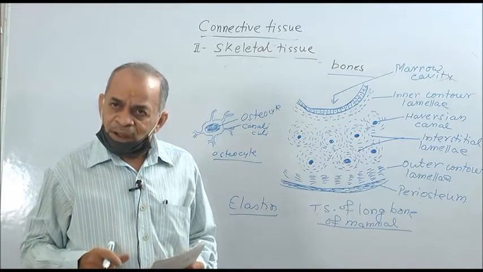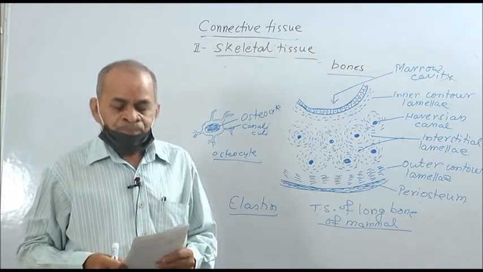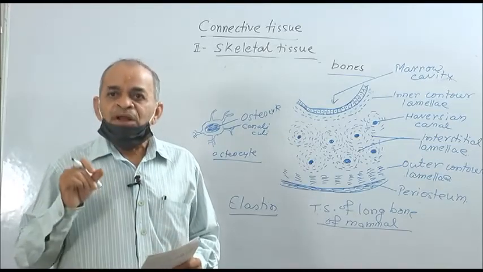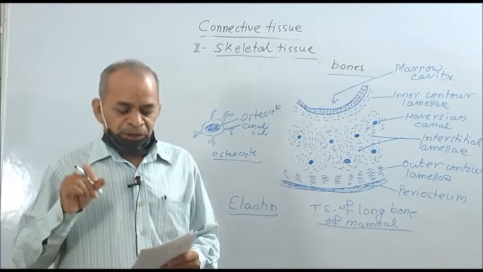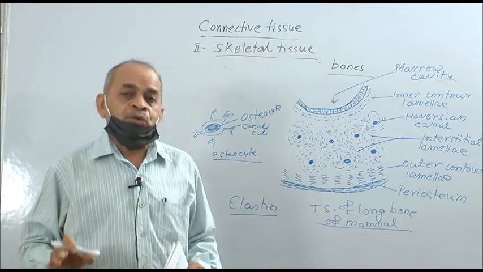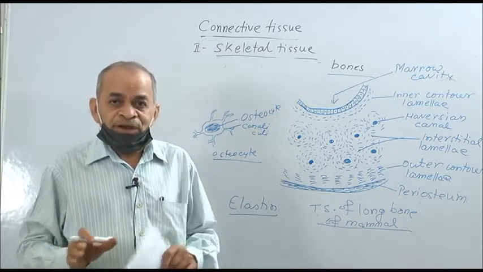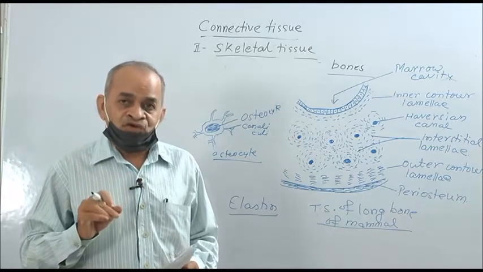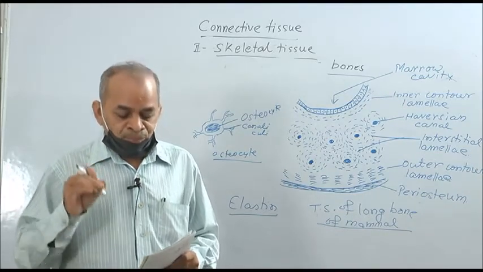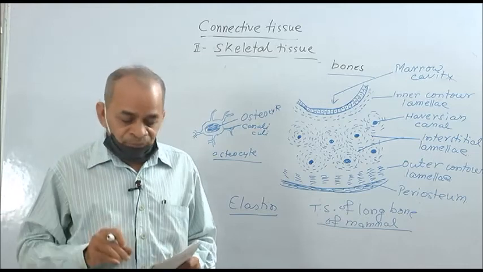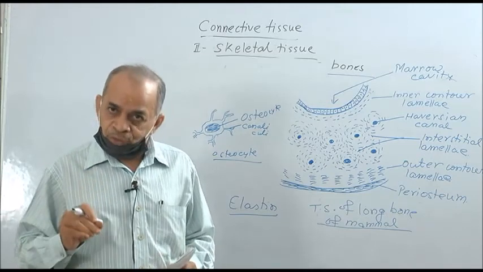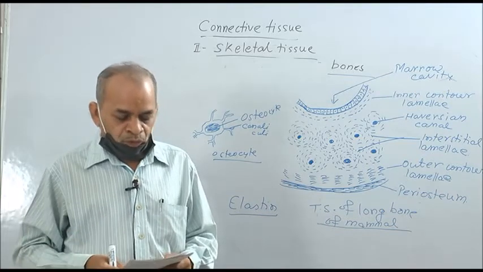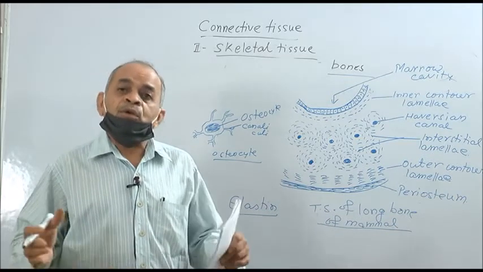Each Haversian canal contains an artery, a vein, a lymphatic vessel, a nerve, and some osteocytes. So everything which enters into the bone is present within these Haversian canals: artery, vein, lymph vessel, nerve, and some osteocytes, the bone forming cells. All are packed within areolar tissue.